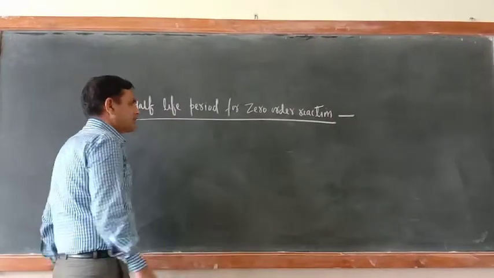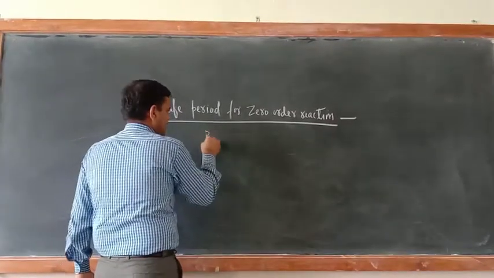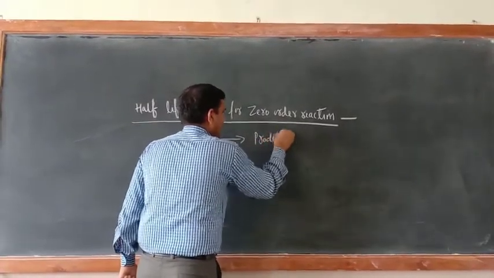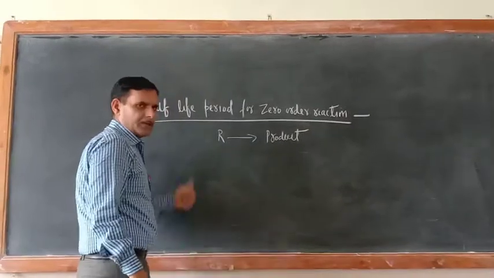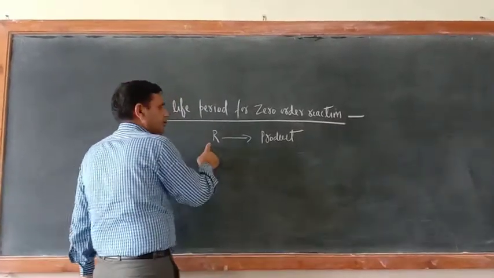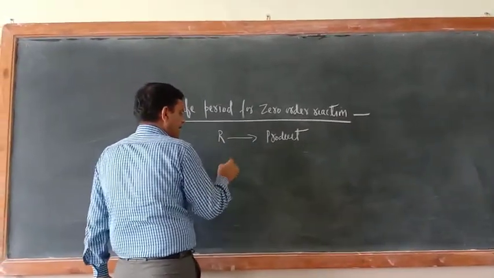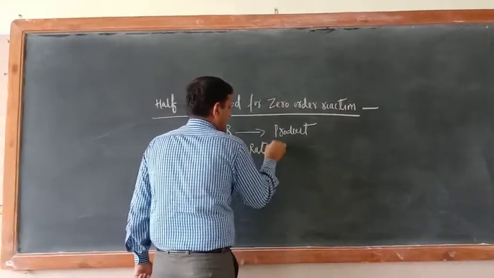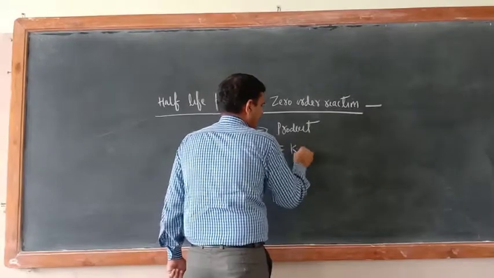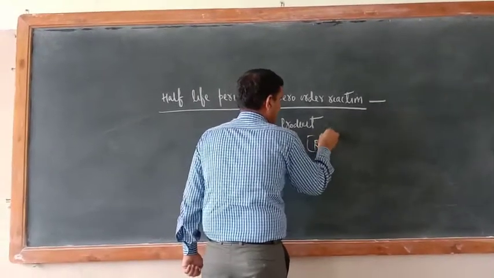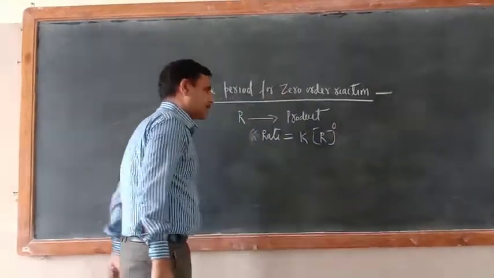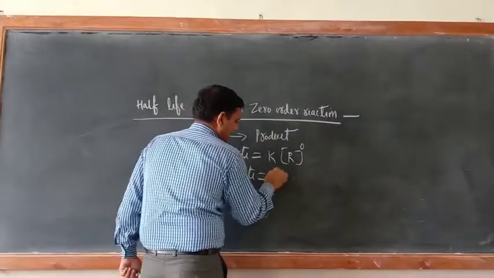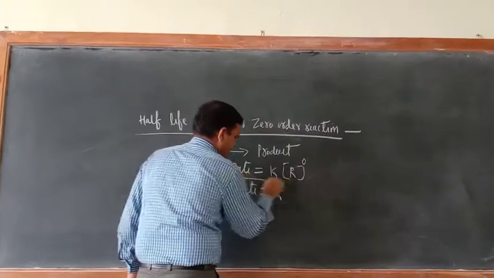Half-life period for zero order reaction. Let us say this is one hypothetical reaction: R gives product. You can take A also, I don't have any problem. So rate equal to k R raised to the power 0, because it is a zero order reaction. So rate equal to k only, for a zero order reaction.